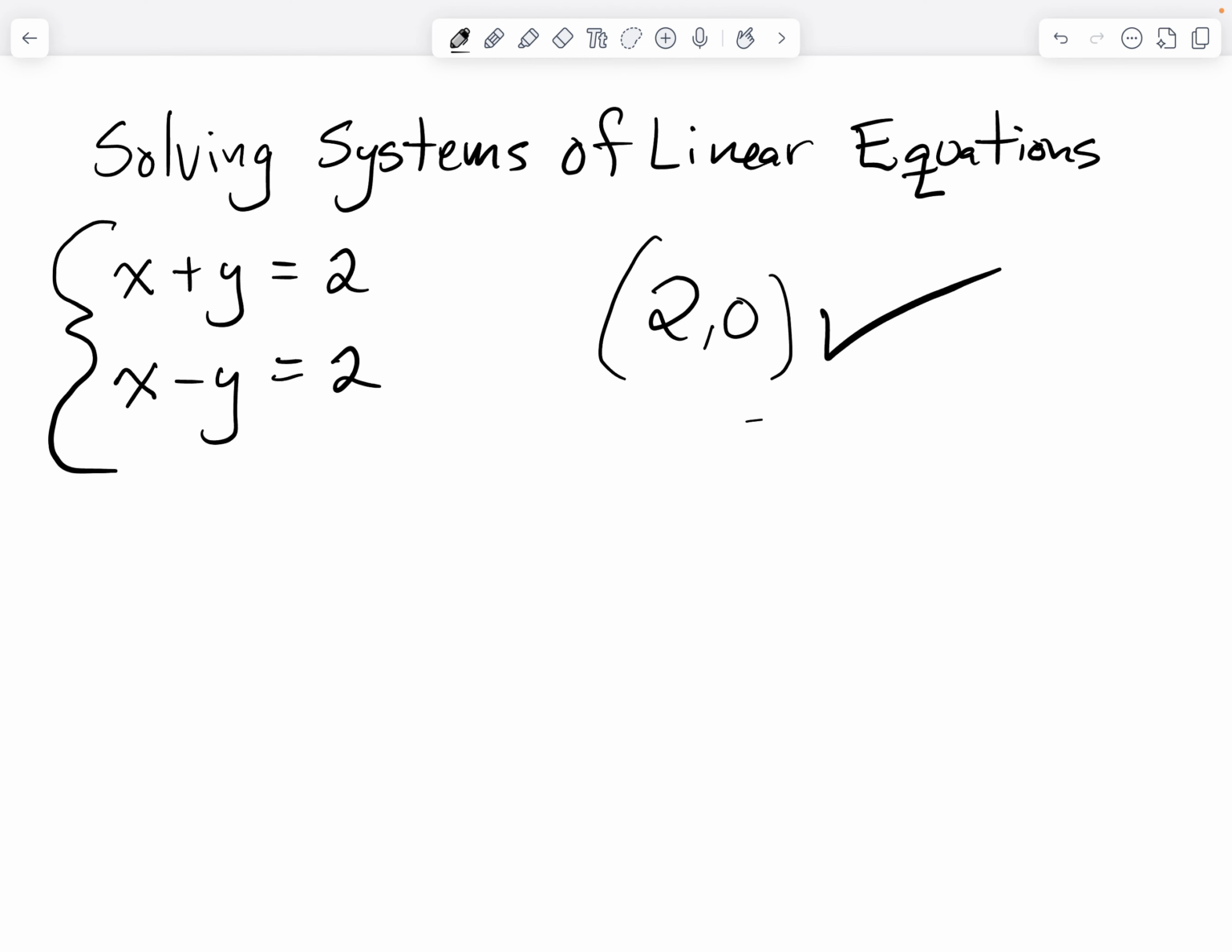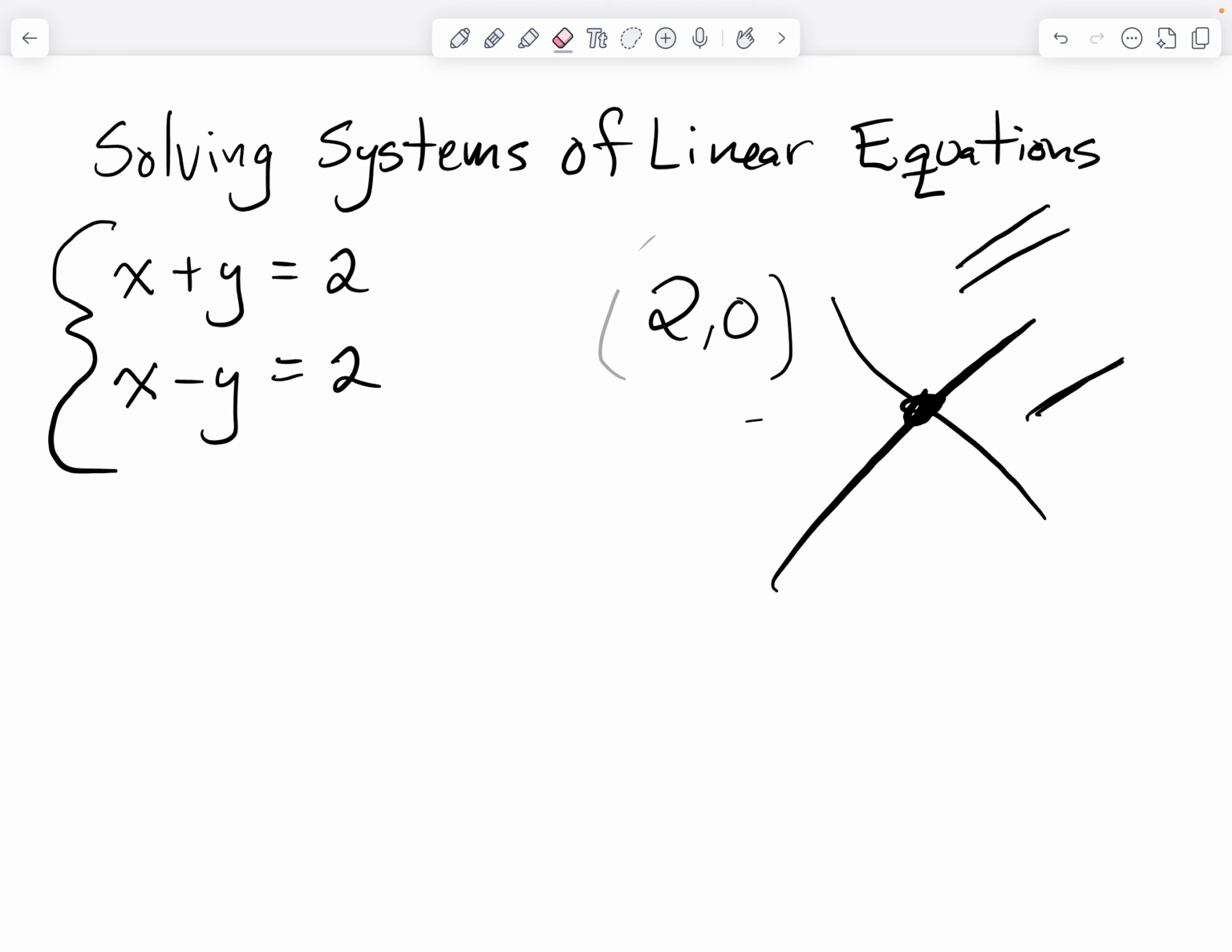Why would I think that it's the only one? Well, because if this is a straight line, and this is a straight line, they can only cross in one spot. Either they're parallel and don't cross, they're actually the same question or line, or they cross in one spot.